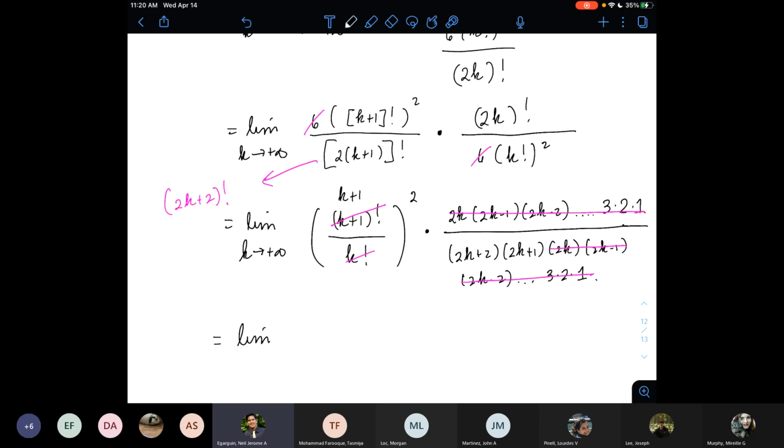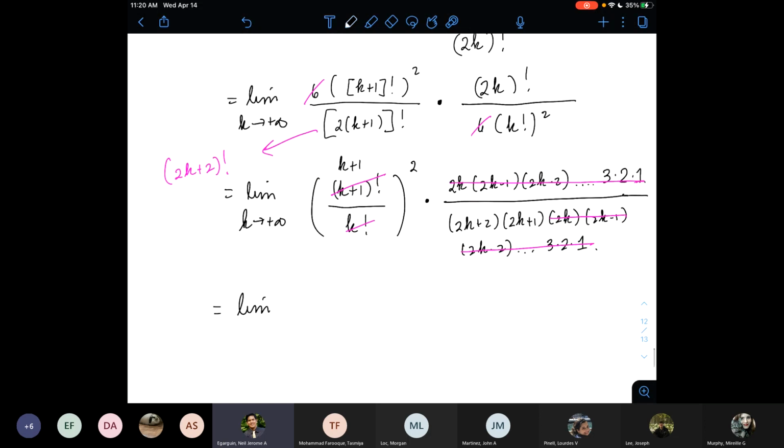So essentially, let's collect what remained. We'll have a (k plus 1) quantity squared all over, in the denominator, 2k plus 2 times 2k plus 1, as k approaches infinity. All right, all good? Can you explain the 2k plus part where you canceled it on the right?